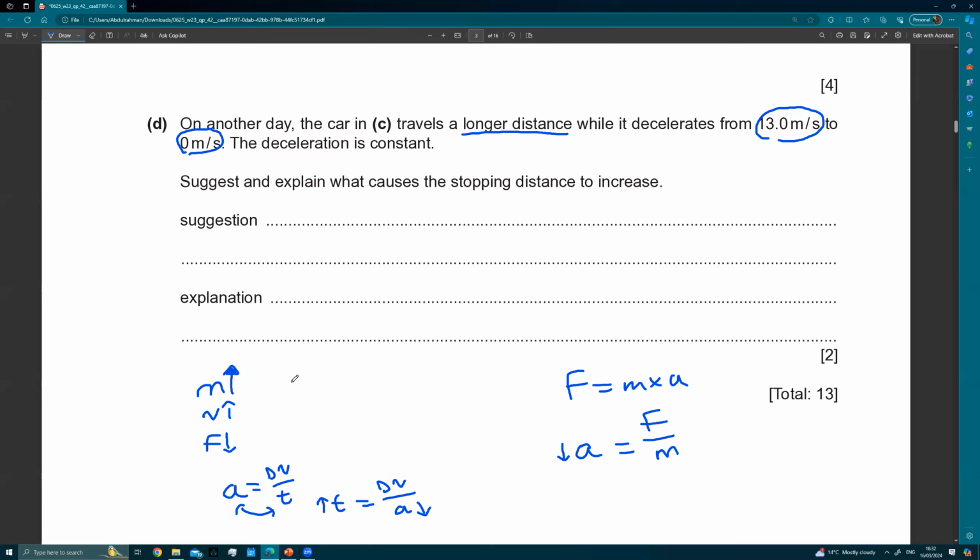Also, the reaction time, if you have a longer reaction time, then it's going to take longer to react, so longer for you to press the brakes. So you're going to travel that extra distance before stopping. So these are all factors that might impact the stopping distance. Here, you just have to mention one.